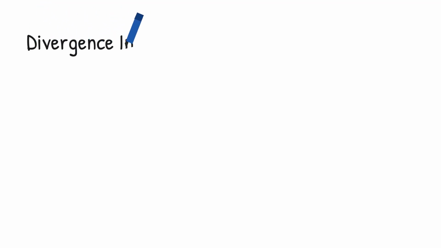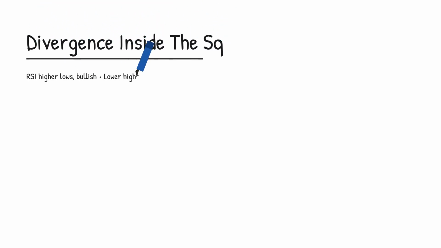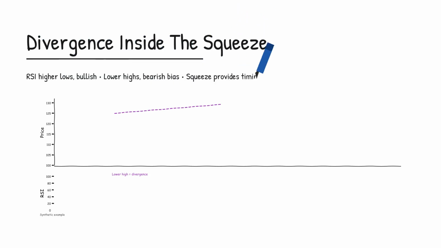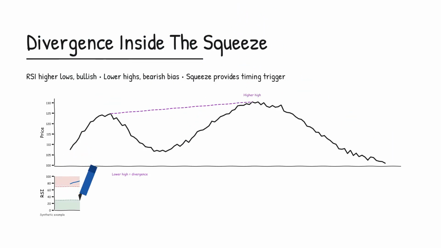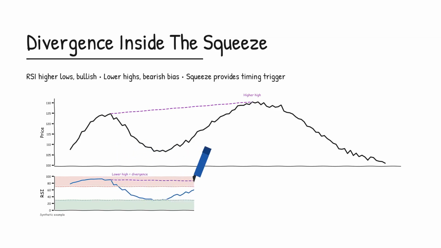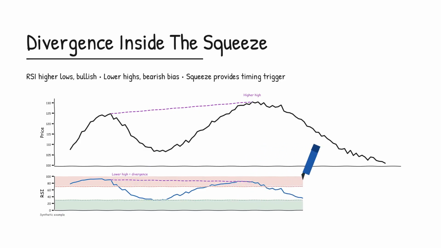Watch for momentum divergence during compression. If price is grinding sideways, but RSI is making higher lows inside the squeeze, the breakout odds skew bullish. The reverse is true for lower highs. This is one of the few times divergence is genuinely actionable, because the squeeze gives you a defined trigger event right after, rather than the open-ended timing problem divergence usually suffers from.